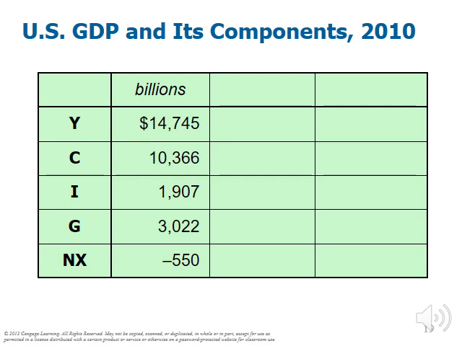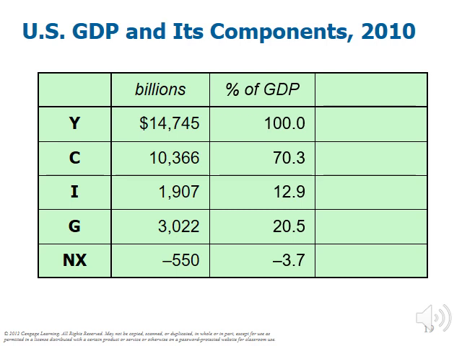Looking at these numbers, we can see a couple things. Not only were we running a trade deficit in 2010, but the largest component of GDP, the largest component of expenditure, is by far and away household consumption. If you've heard the U.S. economy referred to as a consumer economy, this is the kind of fact that backs up that kind of statement.